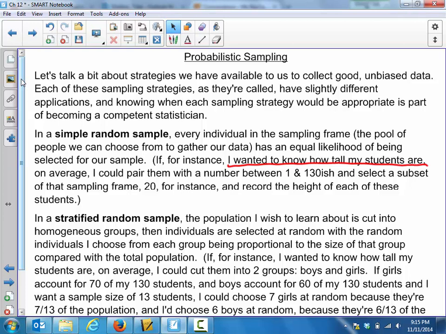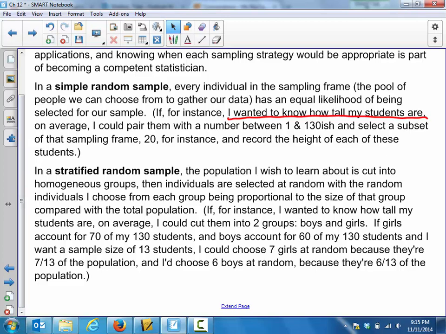A census would look like me going to every one of the 130 students, recording all 130 heights. Obviously, it takes more time. This survey method is easier.